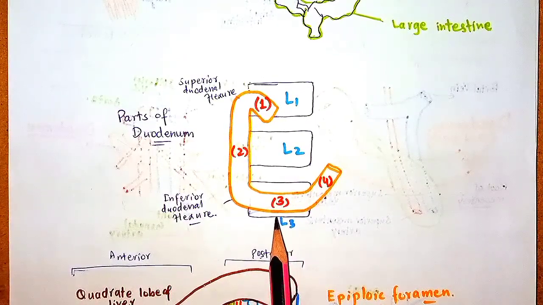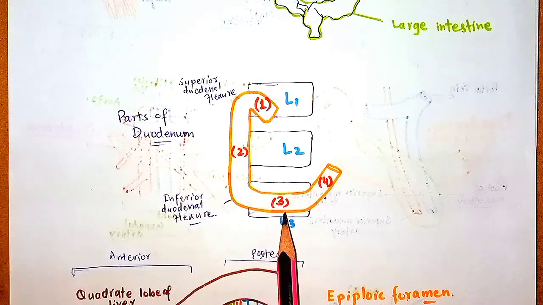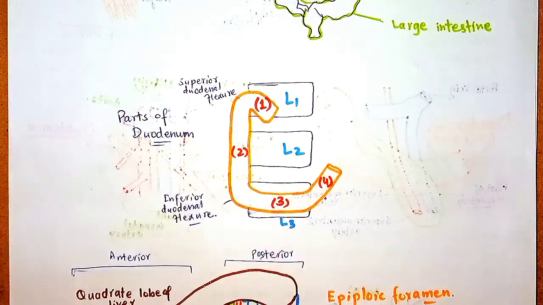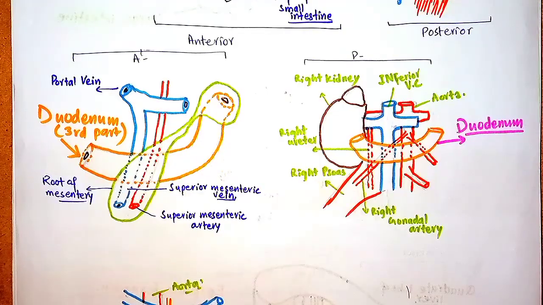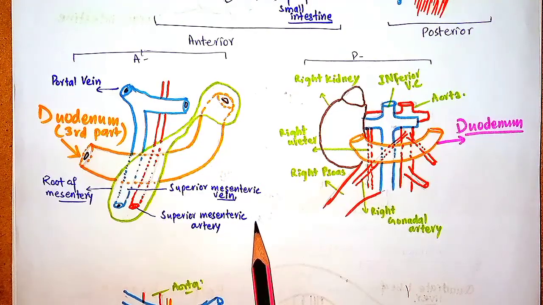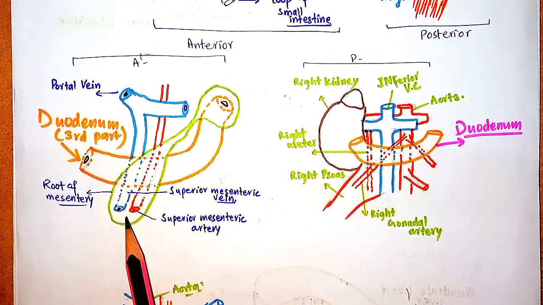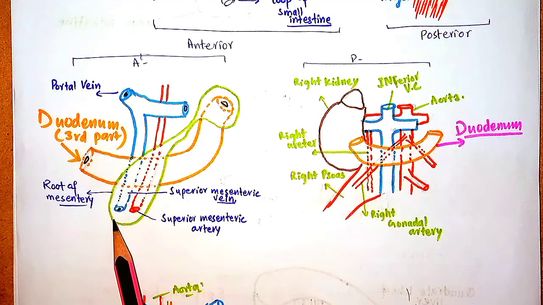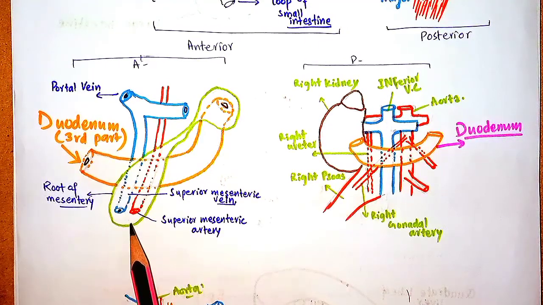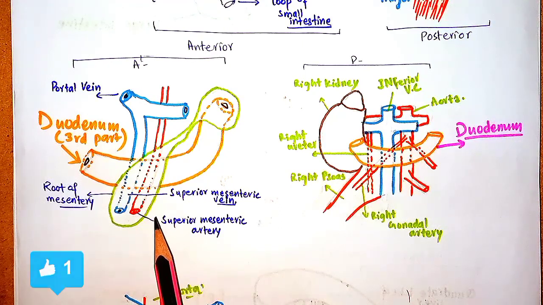Third part is about 10 cm long and runs horizontally on the subcostal plane on the right side of the lower border of the third lumbar vertebra. The relations of the third part of the duodenum are as follows. Anteriorly, it has the root of the mesentery of the small intestine, superior mesenteric vessels contained within it, and coils of the jejunum.